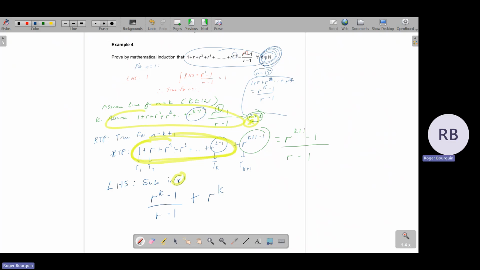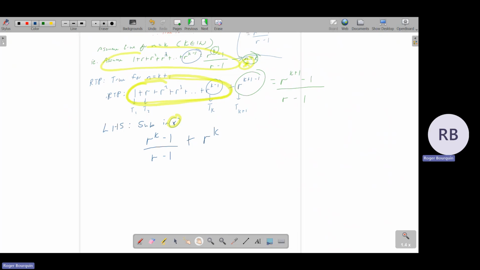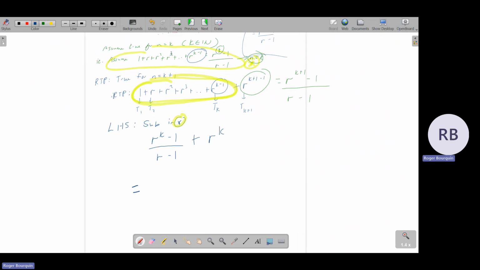Where are we? Okay, so we're trying to prove that equal to the right-hand side, right? So can anyone give me any suggestions? On the right-hand side, there's a common denominator. What's at the bottom? Right, okay. So what are we going to do?